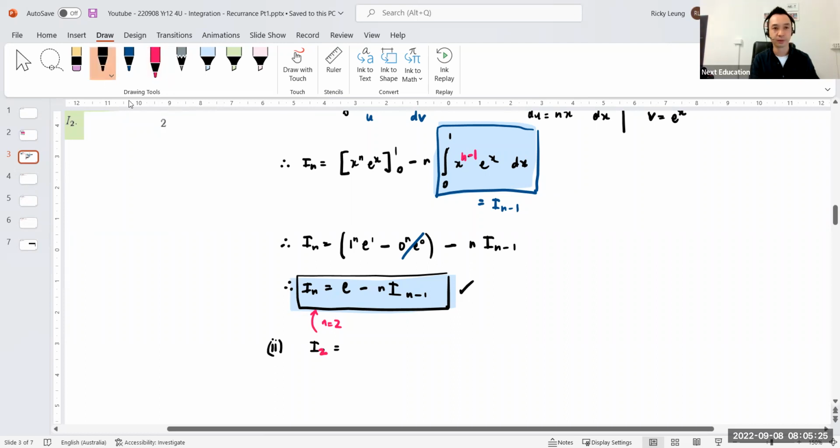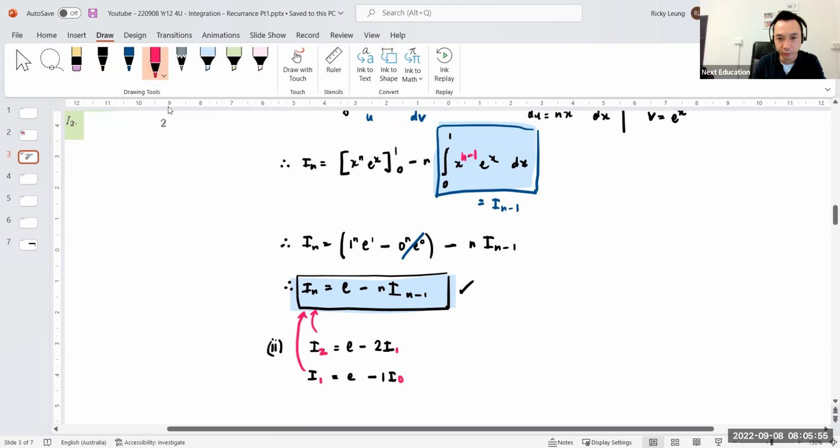So let's see what we get. When n is 2, it equals e minus 2 times I, 2 minus 1, which is 1. So there's my I2 depends on I1. Then I'm going to go, okay, what if it was I1? I'm going to sub n equals 1 into my recurrence formula. So you can see what I'm trying to do, right? I'm going to keep subbing these in, and that goes e minus 1 times I0.